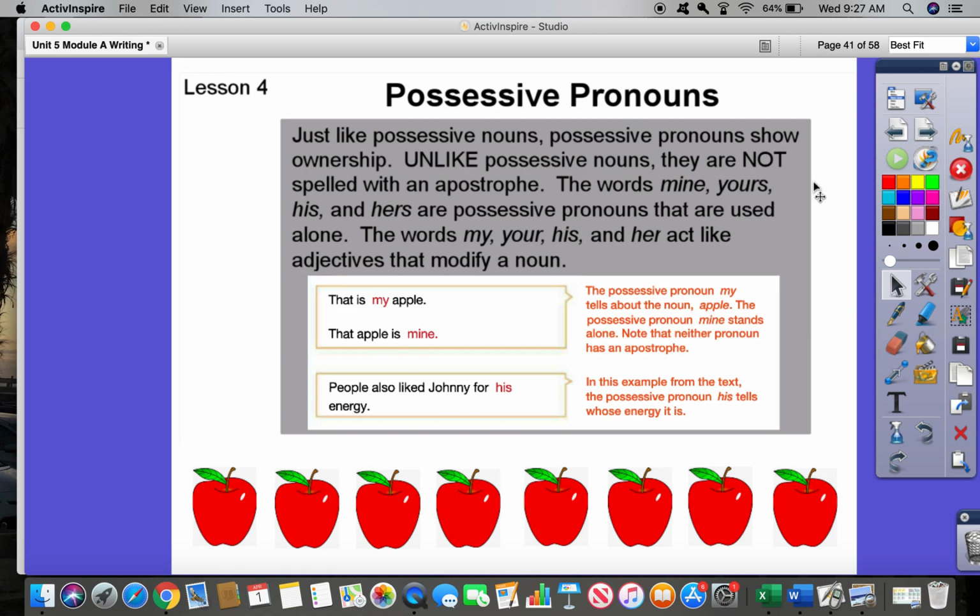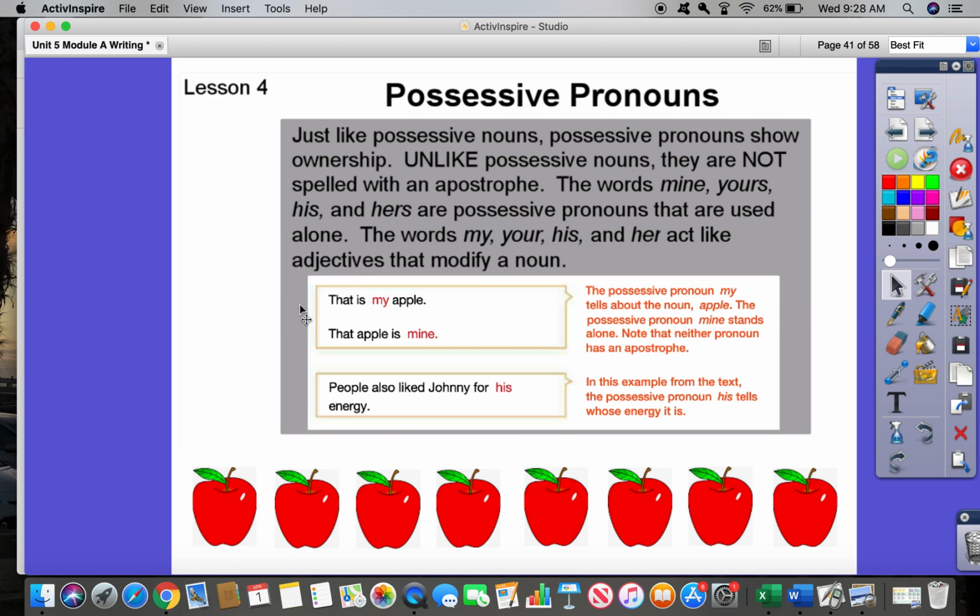Possessive pronouns. Just like possessive nouns, possessive pronouns show ownership. Unlike possessive nouns, they are not spelled with an apostrophe. The words mine, yours, his, and hers are possessive pronouns that are used alone. The words my, your, his, and her act like adjectives that modify or change a noun.